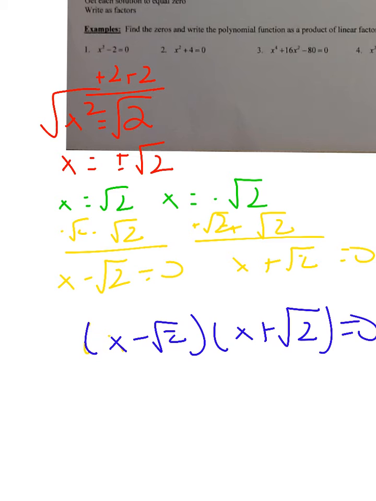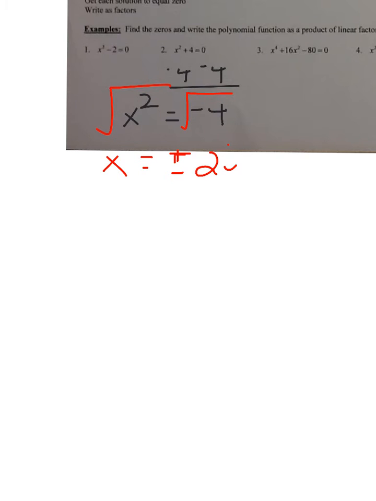All right, so let's take a look at number 2. All right, so number 2 is x squared plus 4 is equal to 0. So I'm going to subtract 4. So I get x squared is equal to negative 4. I'm going to now take the square root of both sides. So I get x is equal to plus minus 2i. So my roots are x equals 2i and x equals negative 2i.